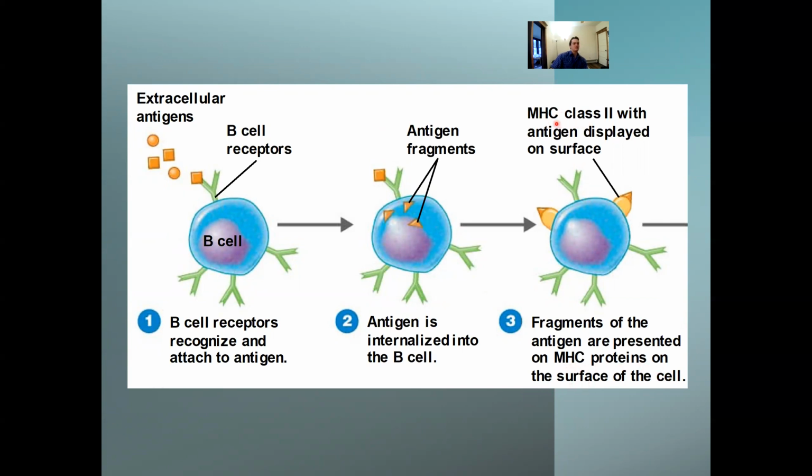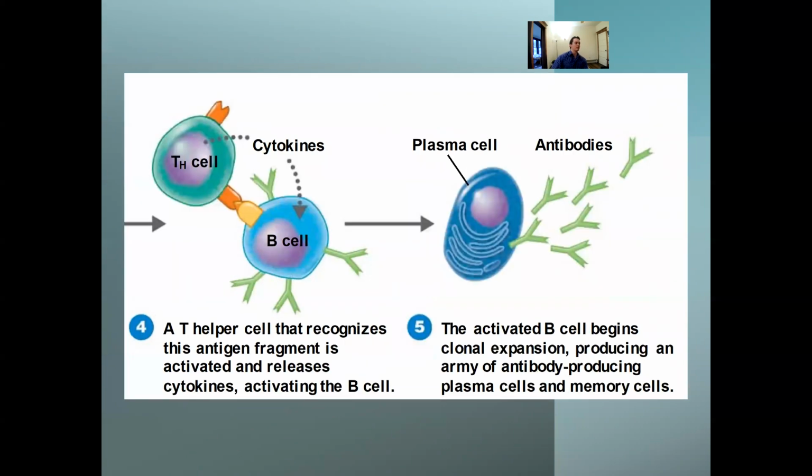Here you see, specifically in this example, it's major histocompatibility class 2, which is then displayed on the surface. Following that, a T helper cell will recognize that this antigen fragment is present and release cytokines, activating the B cell. So here's your T helper cell that recognizes the MHC, and it will then release cytokines which will activate the B cell. And then the activated B cell will begin clonal expansion, producing antibody-producing plasma cells and memory cells. Very important. That's why our subsequent responses will be much more effective.